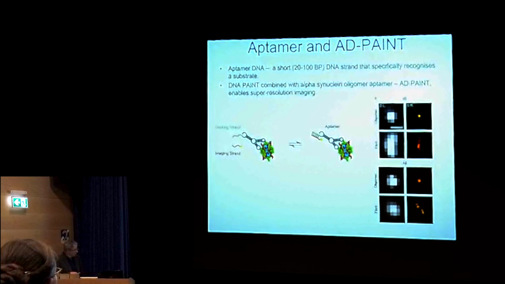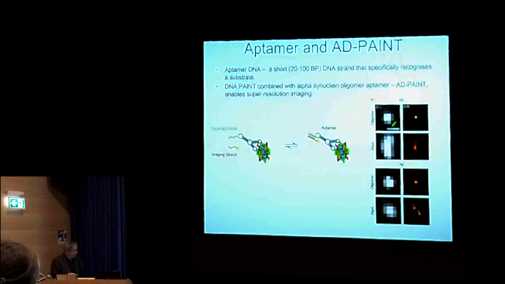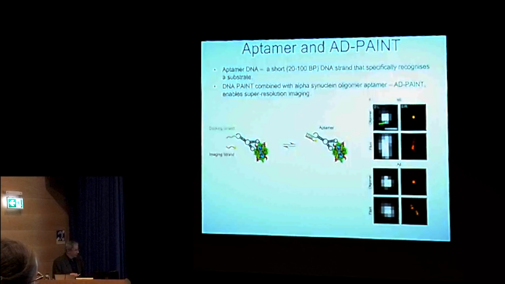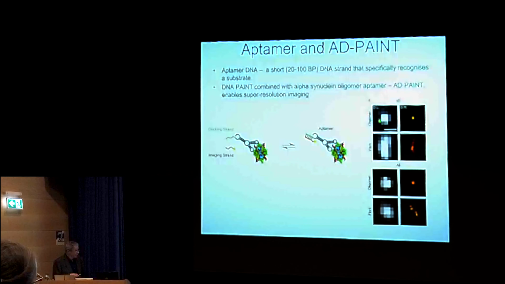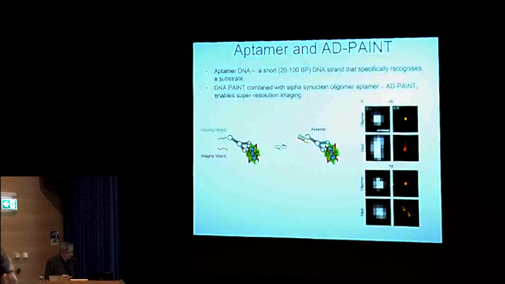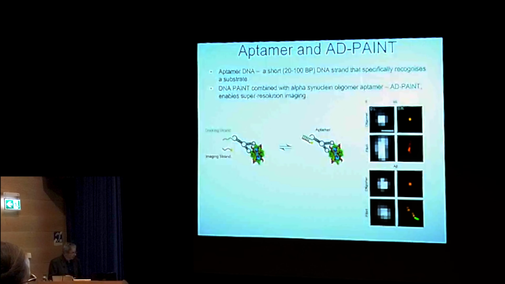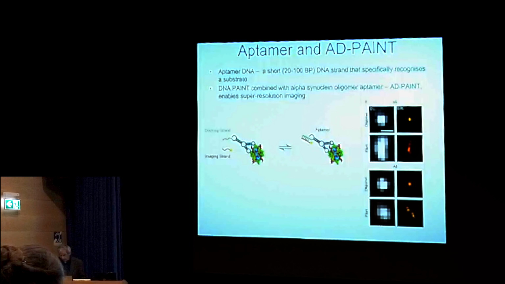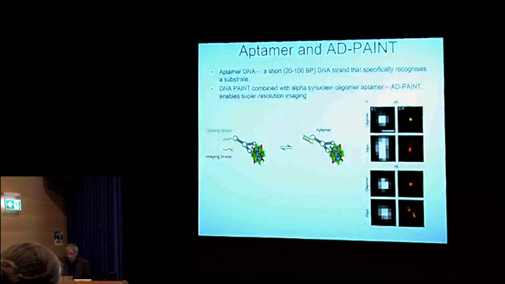So when this imaging strand binds to its complementary strand, which is bound to an aptamer, which is bound to an aggregate, which is static on the surface, we will see a spot. Then when it comes off, we won't see a spot, and then a new one binds and we see a spot. So this is the data. This is the diffraction limited image of an aggregate. This is alpha-synuclein. This is the super resolution image. This is the fibril, very blurry. This is the super resolution image. And similarly, we see the same thing with the A-beta. So we can image these aggregates now with a resolution of about 20 nanometers.